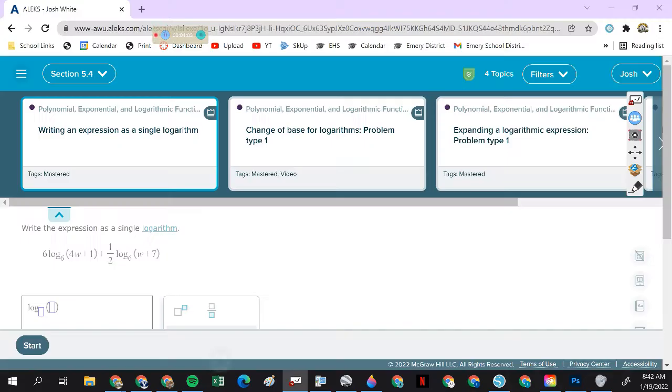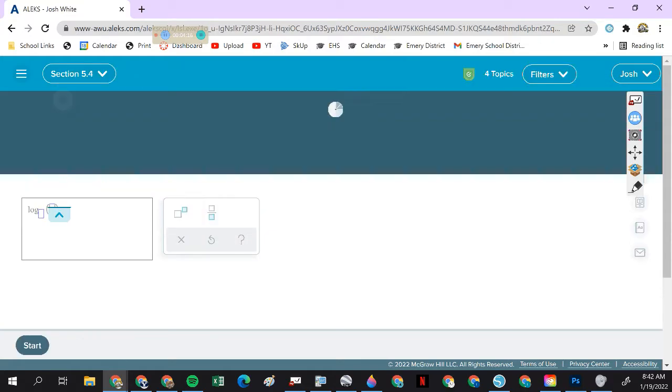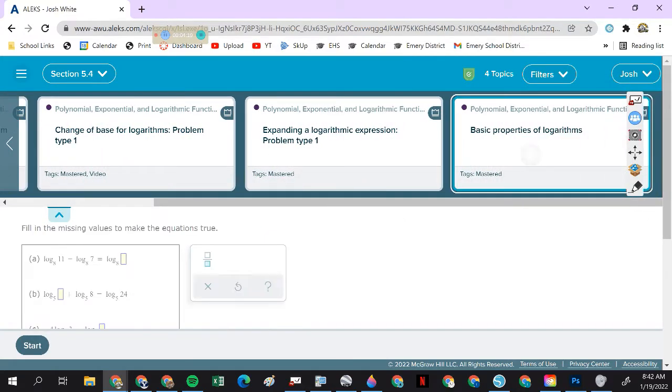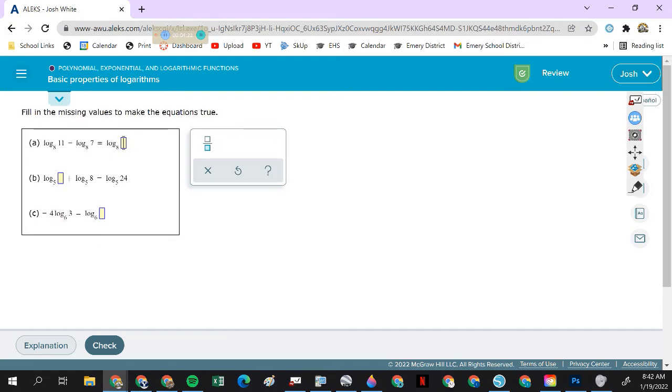Let's see some of these in action. Let's do this one. Oh, that's kind of complicated. Let's do an easier one. All right. So number A, log base 8 of 11 minus log base 8 of 7. Can I put those together? Do the bases match? Yes. And we're doing a positive logarithm minus a logarithm. What is the answer going to be? Log base 8 of 11 over 7.